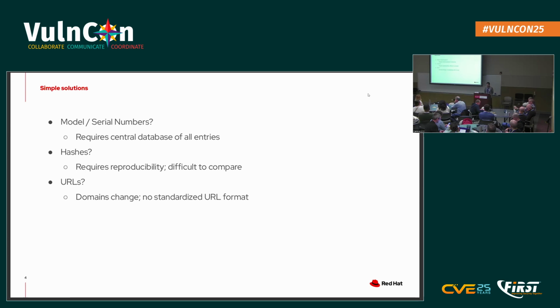We could also consider URLs, right? If you host something on your website and that is its identity, you could use the URL to just point to it and that is the thing. But URLs and domains change. And then there's really not a standardized URL format for the identity attributes that we require. So if I call my package something .txt and somebody calls it .xml, those are two different things.